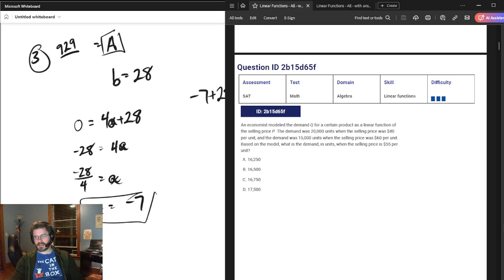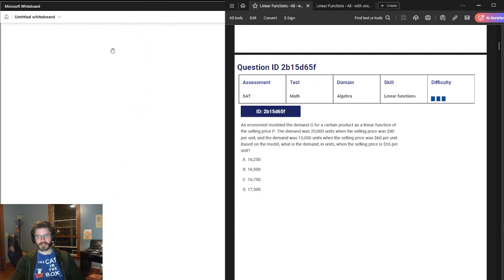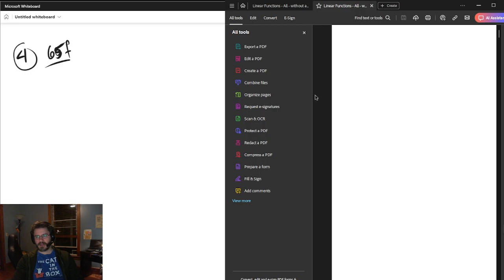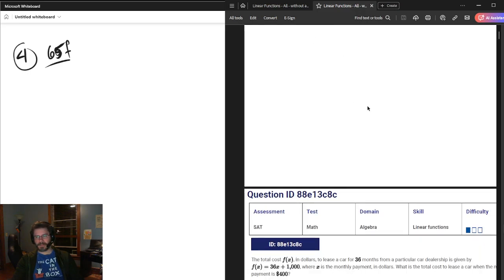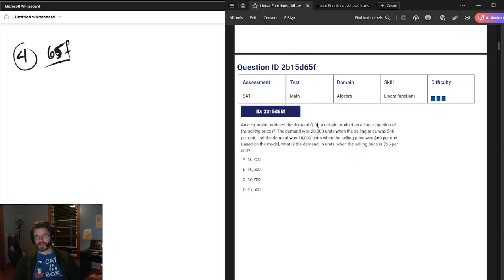Moving on to the next one. Another hard question. This is question 4 for us today. Code 65F. The reason I'm writing those down is because I'm going to cross-reference this against the answer key, which I have open in another PDF here. So that's why that's there.